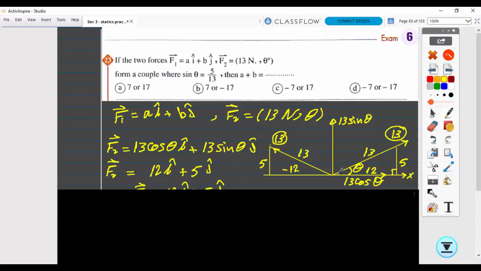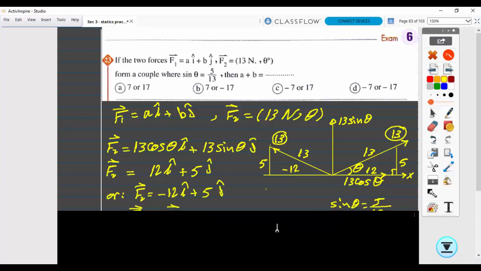But here the length of the adjacent equals 12. Here the length of the adjacent side, the third side, is 12 also, because the length is always positive, but we will write it with a negative sign, because it lies on the negative direction of the x-axis. So from that we can deduce that F2 equals 12I plus 5J.